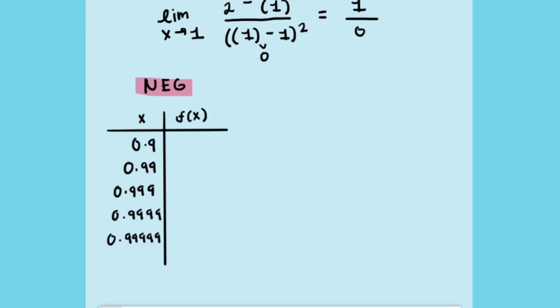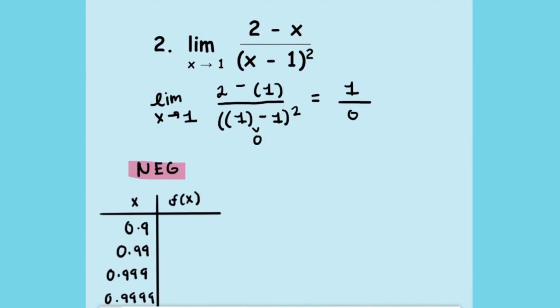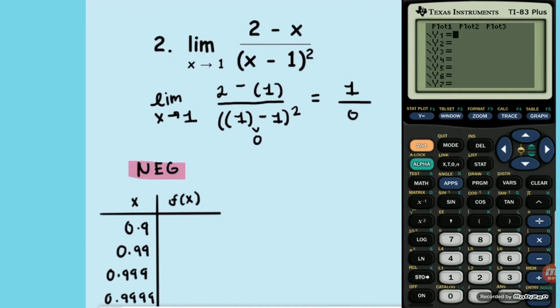Now this is a new function, so we have to enter our function first into our graphing calculator in the y equals. So you'll go to y equals once again. And this time, I'm going to put the top and bottom both in parentheses, just to be safe, right? So I'm going to do parentheses 2 minus x all over, parenthesis, and then I'm going to do parenthesis x minus 1, all that squared, and I'm closing that with a parenthesis.